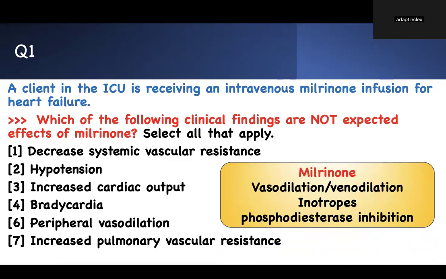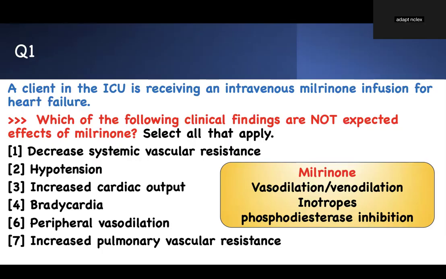Milrinone, what does it do? Causes vasodilation, venodilation, and is an inotrope. It's a phosphodiesterase inhibitor. That's how it does its function. If I'm going to cause vasodilation, I'm going to decrease your systemic vascular resistance. That's number 1. If I'm causing veno and vasodilation, then I'm going to cause hypotension. If I'm an inotrope and causing venodilation, vasodilation, I will improve your cardiac output, so your stroke volume.